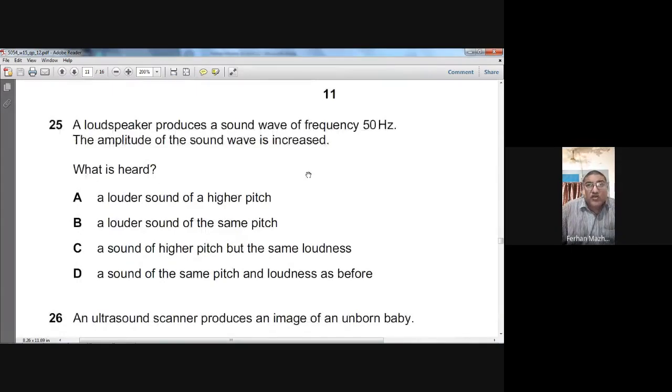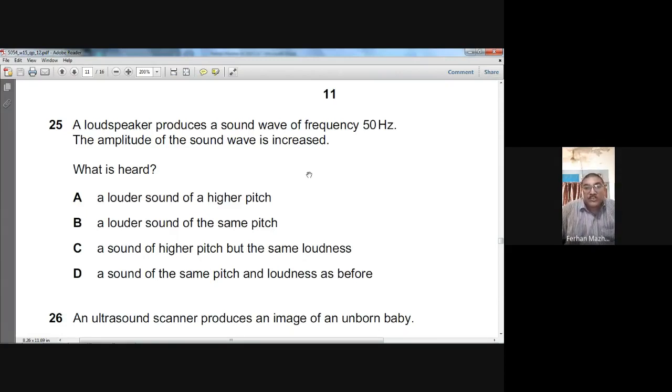A loudspeaker produces a sound wave of frequency 50 hertz. The amplitude of the sound wave is increased. What is heard? You have not changed the frequency, but you have increased the amplitude. When you increase the amplitude, the loudness of the sound will increase. The loudness of the sound depends upon the amplitude. If you increase the amplitude of a sound, you will hear a louder sound.